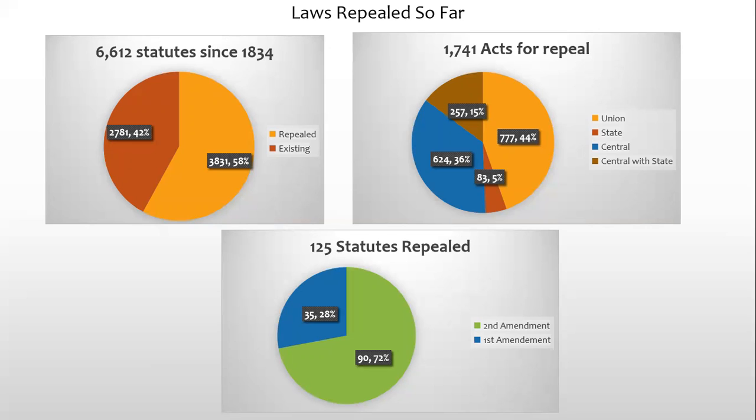So what has been done so far is 125 statutes have already been repealed, 35 by the Repealing and Amending Act 2015, and 90 by the second amendment of the Repealing and Amending Act 2015. So by this it is clear that we have not even done 10% yet.